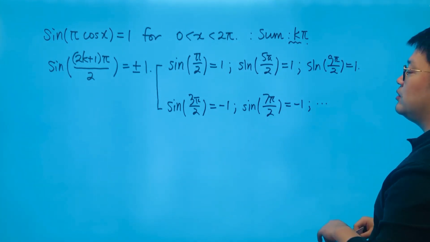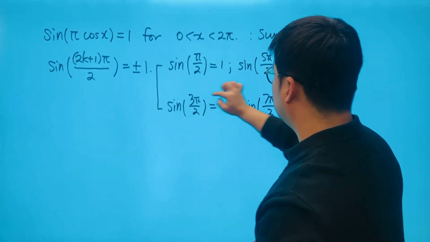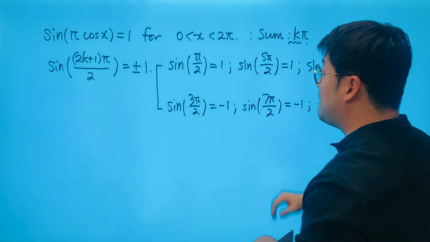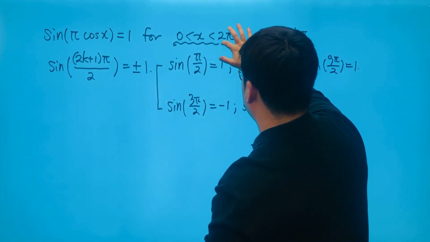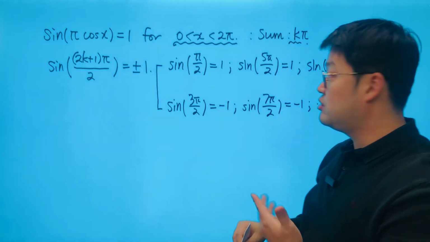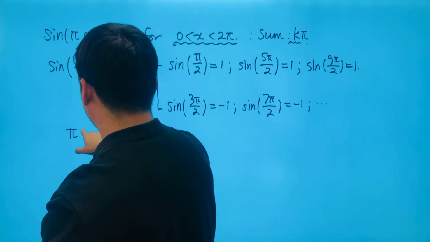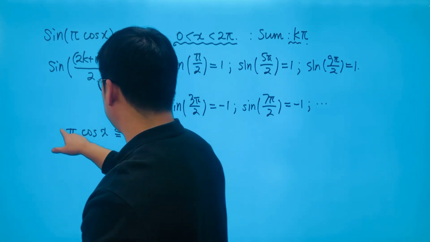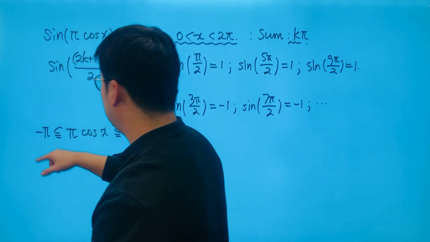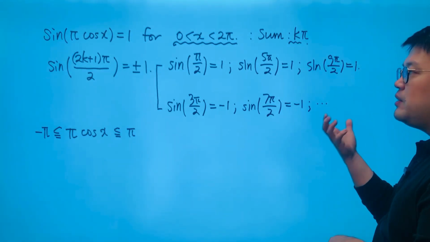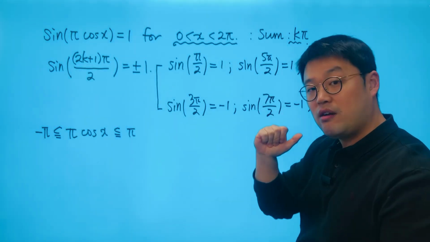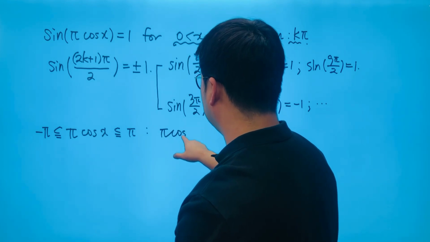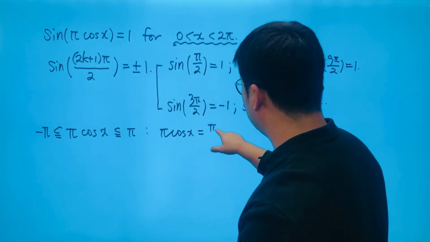So we can find all those numbers, and these numbers give us specific values for π cos x. Now, you know that x is between 0 and 2π. All I need to do is make sure that π cos x is stuck between π and negative π. Because they're stuck between π and negative π, the only possible value that makes sense is π over 2. So because of this condition, π times cos x turns out to be π over 2.